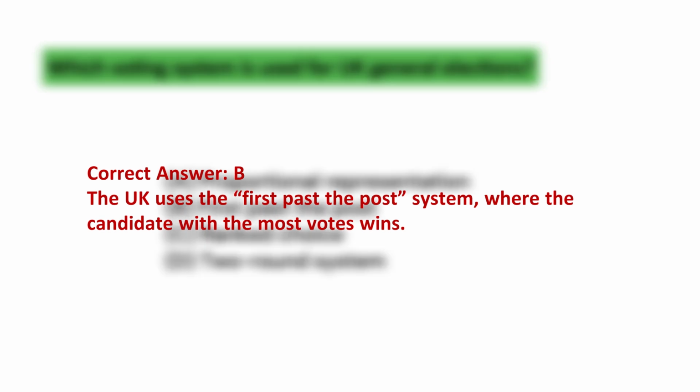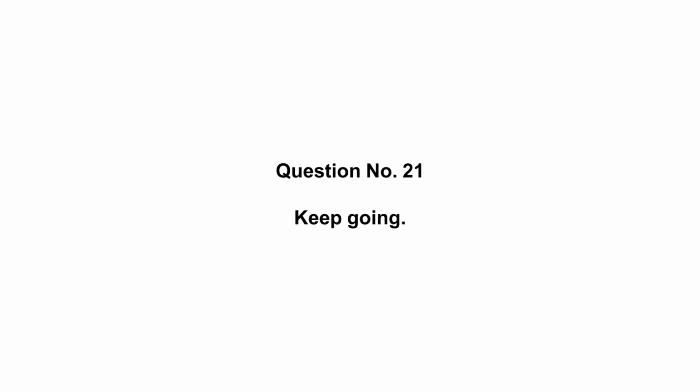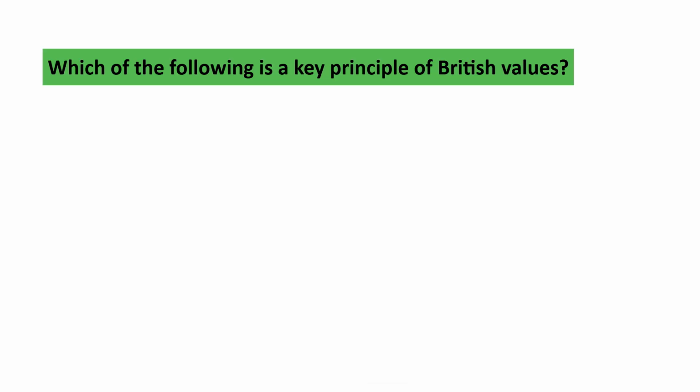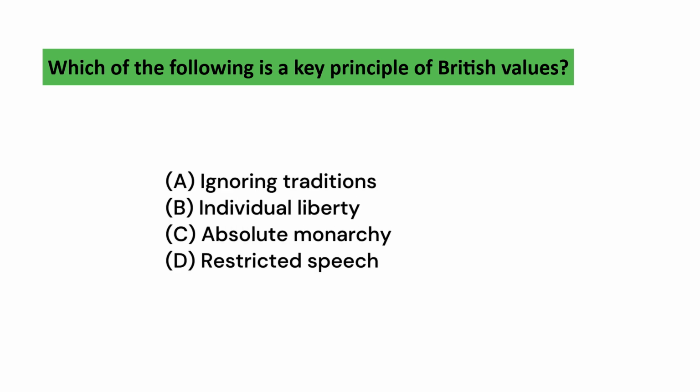Correct answer: B. The UK uses the first past the post system, where the candidate with the most votes wins. Question number 21. Keep going. Which of the following is a key principle of British values? Options: A. Ignoring traditions. B. Individual liberty. C. Absolute monarchy. D. Restricted speech.